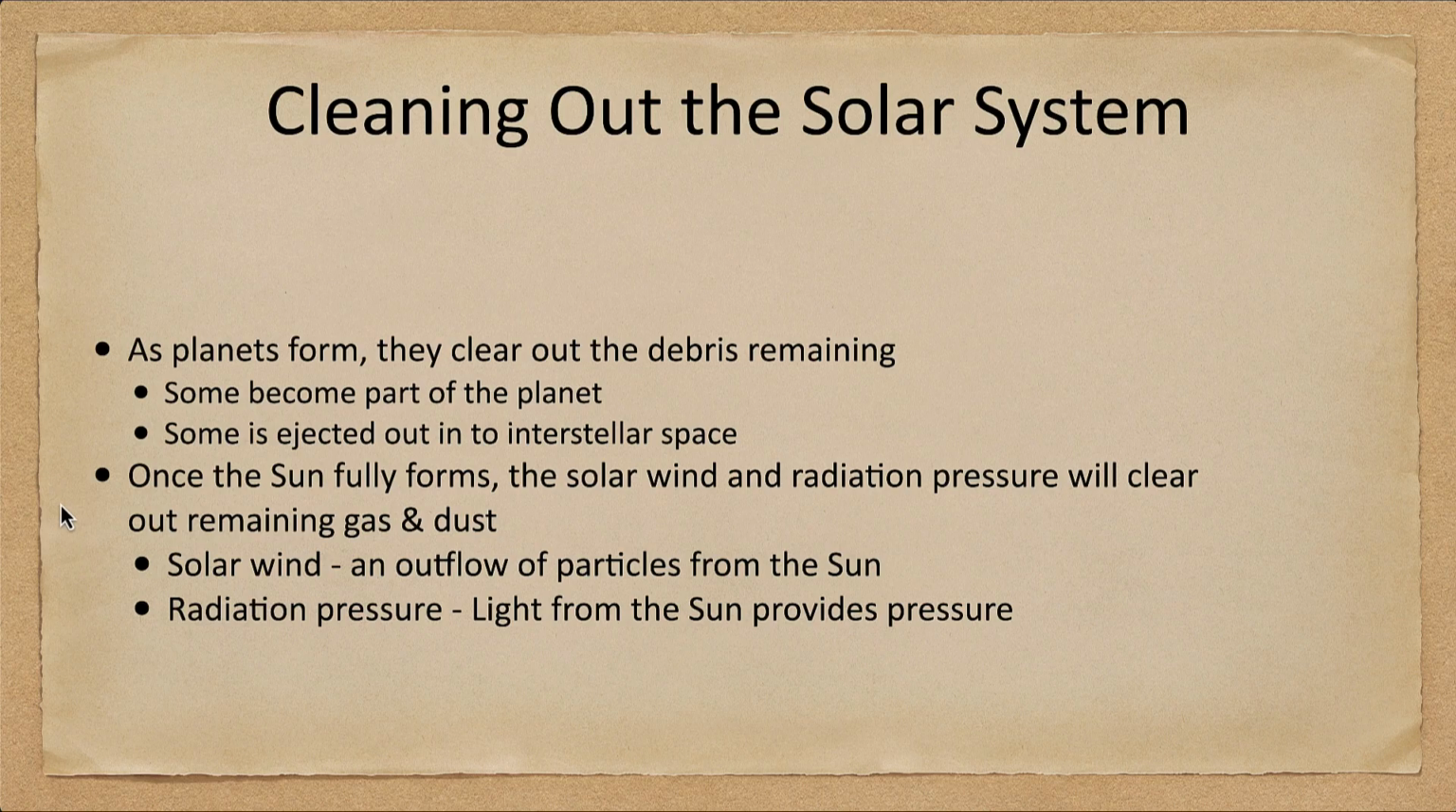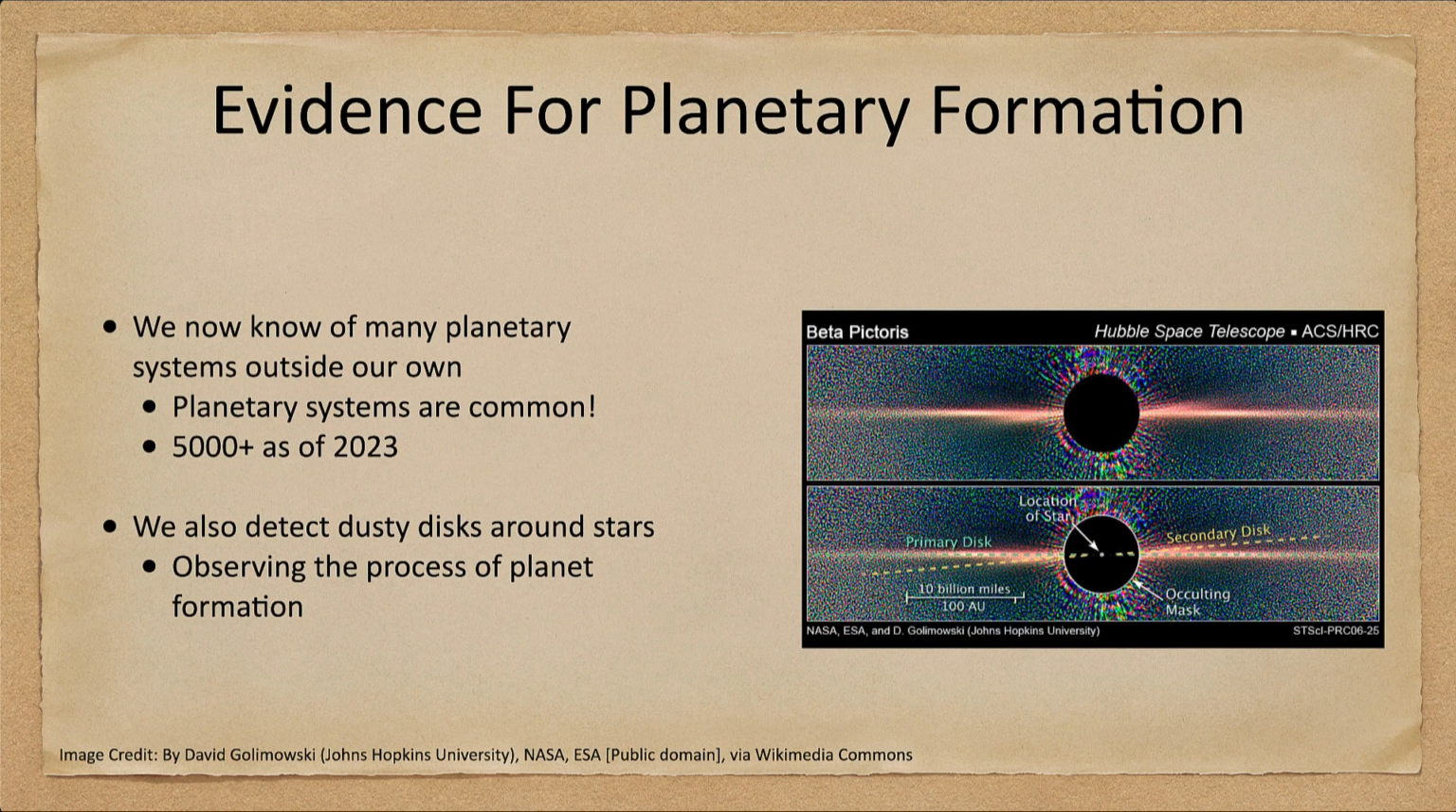Obviously, we cannot go back and look at what our solar system looked like 5 billion years ago as it was forming. However, we can look at other solar systems. And we see some of those. This is an example of one. This is known as Beta Pictoris. This is the Hubble Space Telescope image. The star itself has been masked out. And we see a dust disk. So we can see dusty disks around other stars.